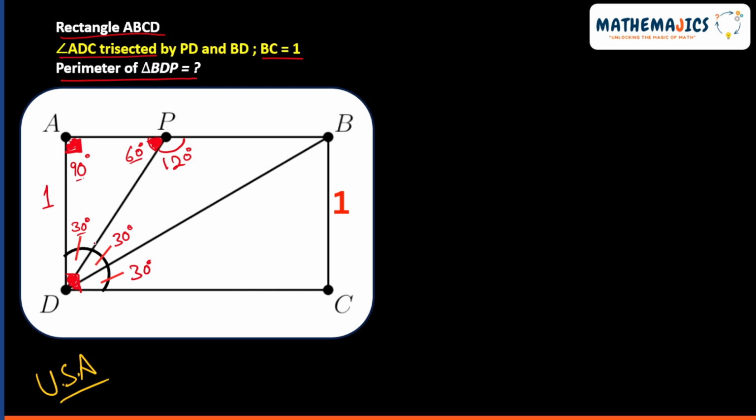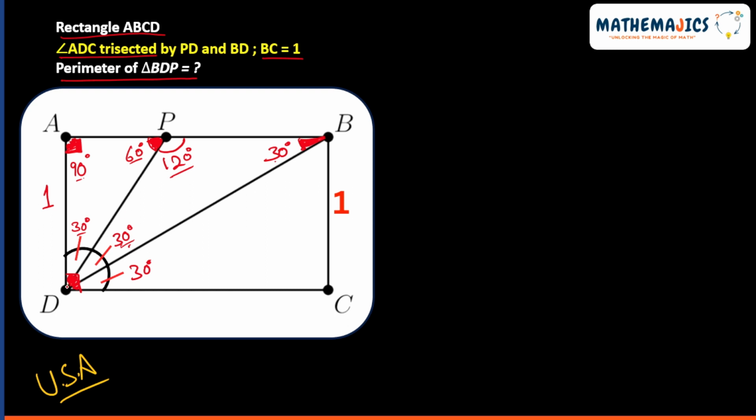Now look at triangle DPB. In triangle DPB, this is 30, this is 120. So what will be this angle? This angle will turn out to be 30 degrees. Why? 120 plus 30 is 150. 150 plus 30 turns out to be 180. Sum of three angles of a triangle.